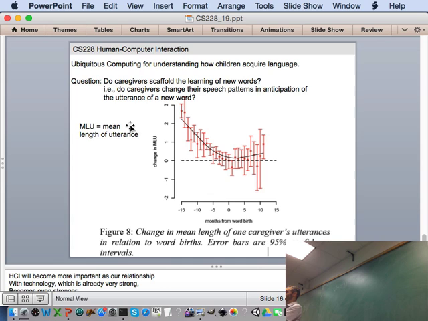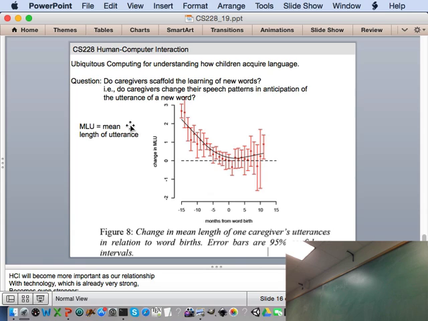So they started with little to no scaffolding. "Do you want water from the red cup?" And just before the word water was born, they were saying things like "water, water, want water, water, more water," things that were relatively short utterances. They put a lot of scaffolding on. Then the word was born, and then they gradually removed the scaffolding.